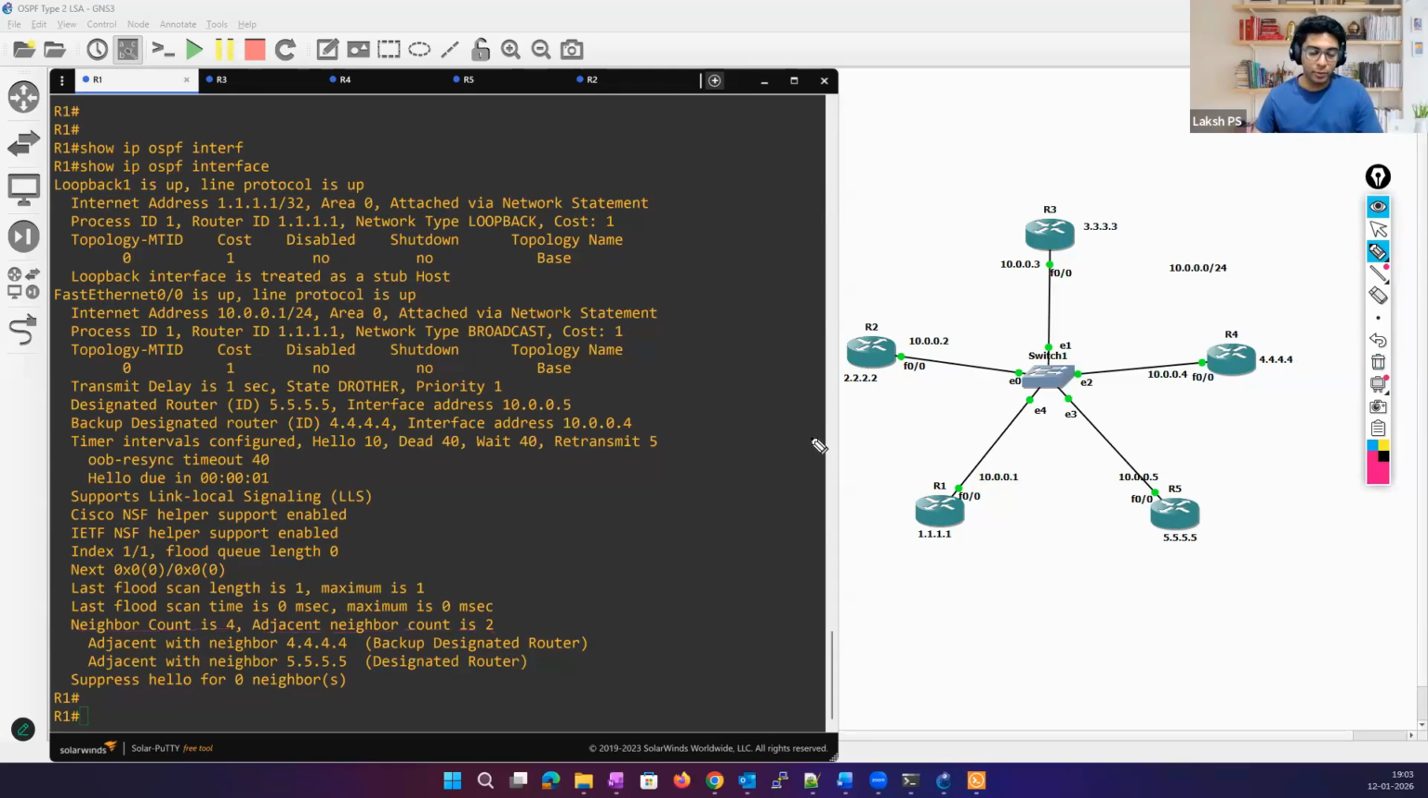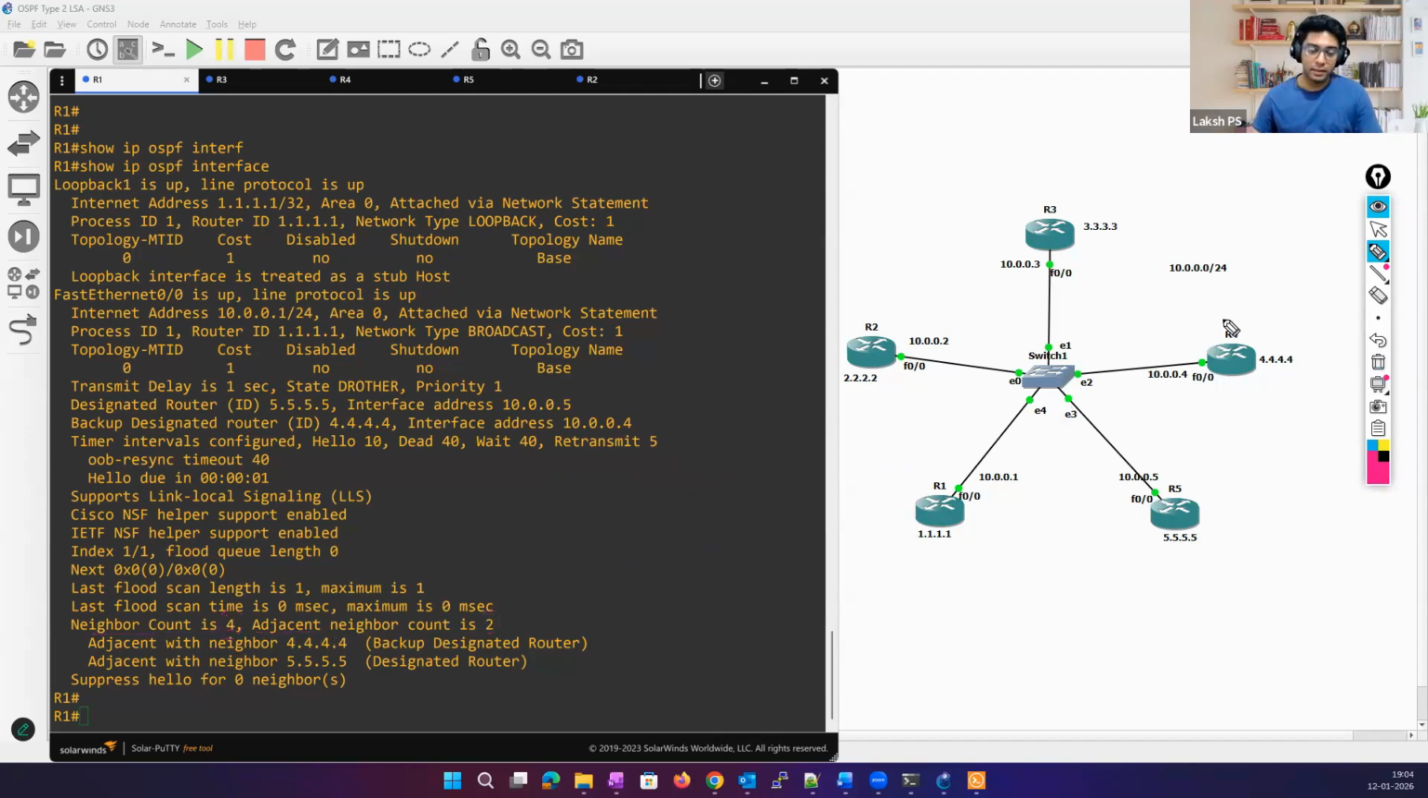What does neighbor count mean? If you remember our discussion on the OSPF states, I explained that when two routers move into a two-way state, they are called neighbors. But when they move into a full state, they are called adjacent, right? So we can clearly see here, it says the neighbor count is 4. Out of those 4 neighbors, only 2 of them are adjacent.